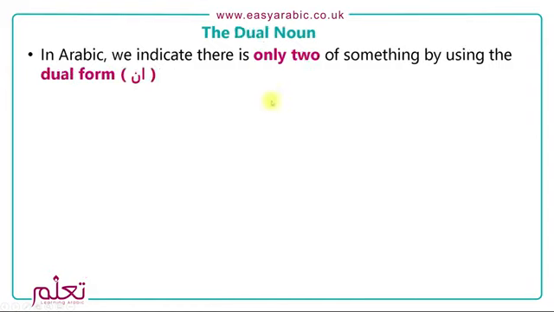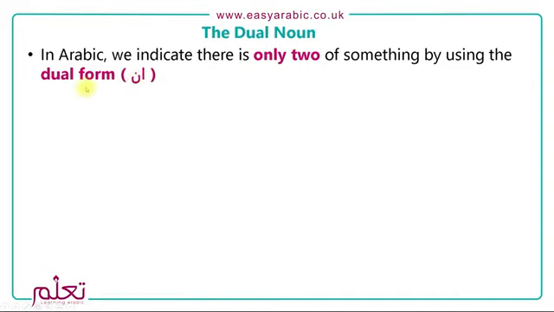Then we have the dual. So in Arabic, we indicate there are only two of something by using the dual form. So like in English, we say 2 pens. We can't say 2 pens in Arabic. Yeah, we have to use the word for two. So there's a word for 2 pens.